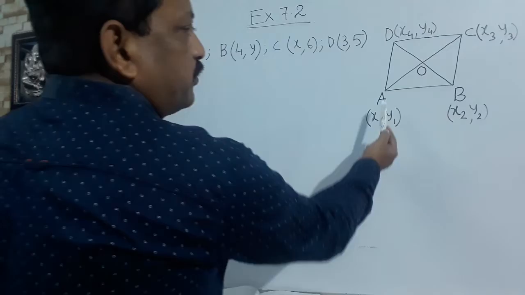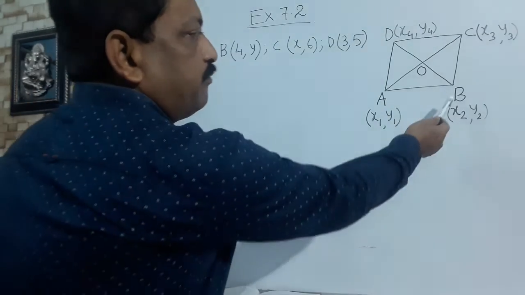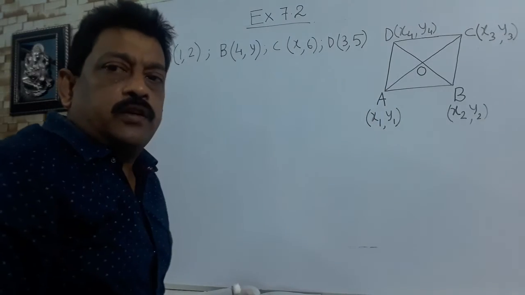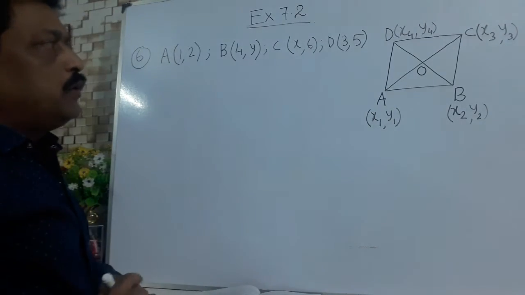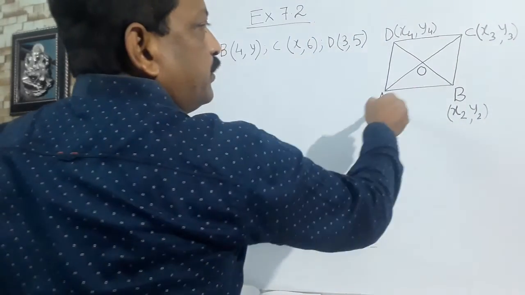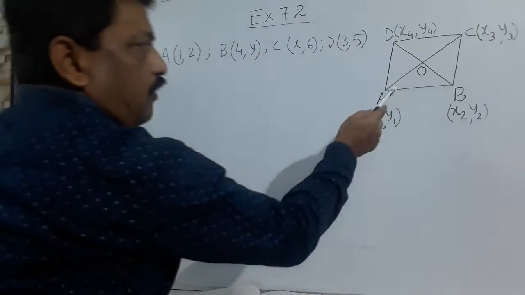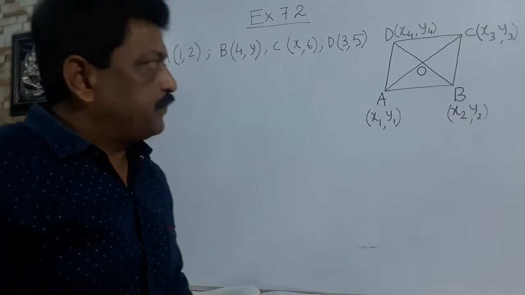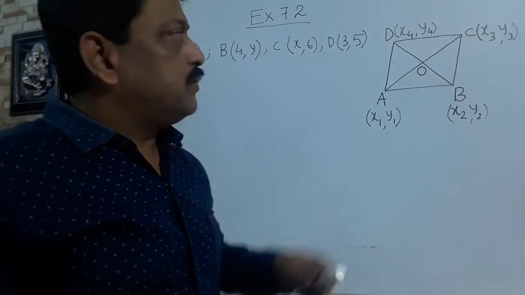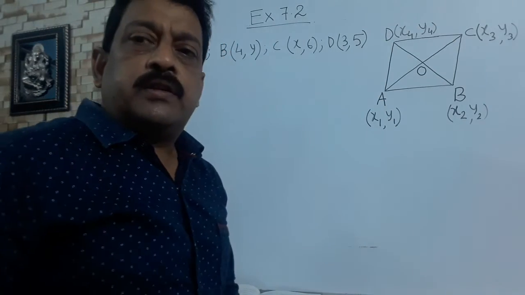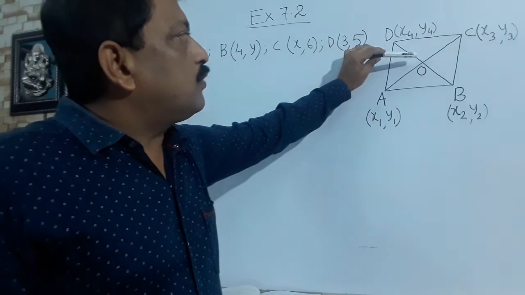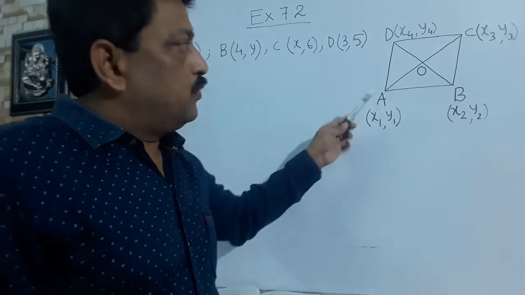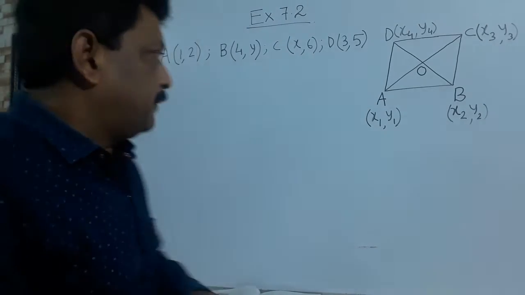Now I have taken the coordinates of A as (x1, y1), B as (x2, y2), C as (x3, y3) and D as (x4, y4). We all know that the point of intersection of the diagonals of a parallelogram is also the midpoint of the diagonals. Here AC and BD are the diagonals and O is the point of intersection. So we can say that O is also the midpoint of AC as well as BD. So we are going to use the midpoint formula.